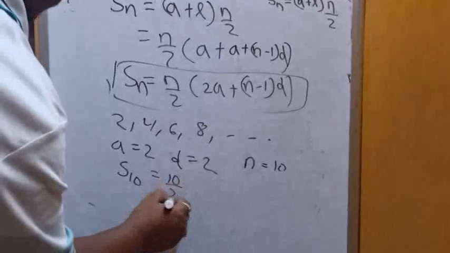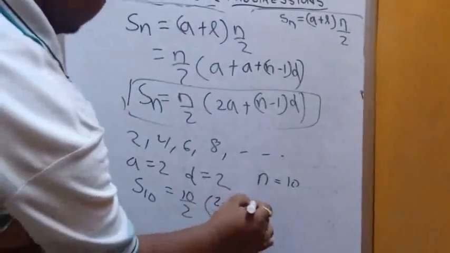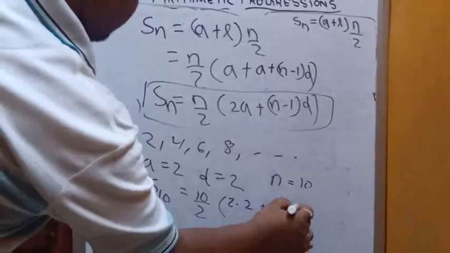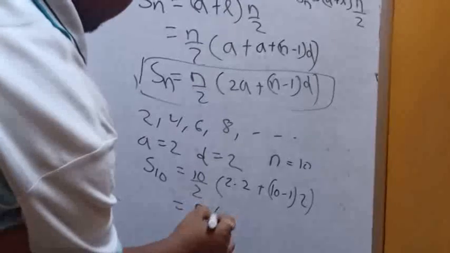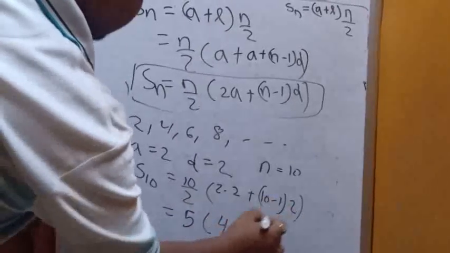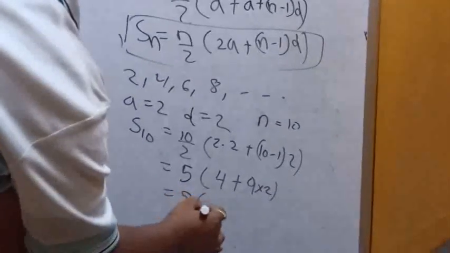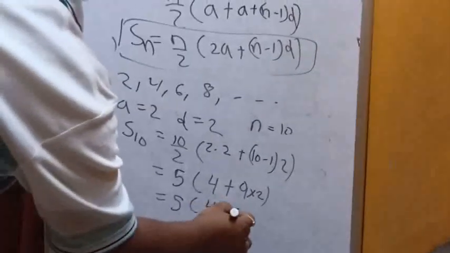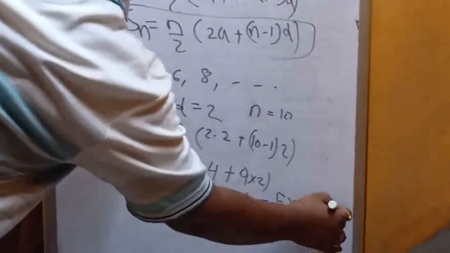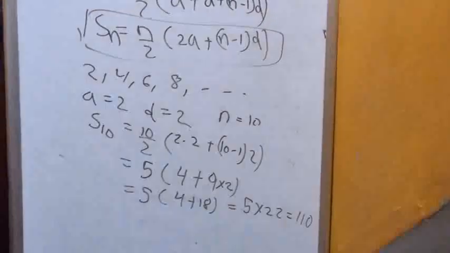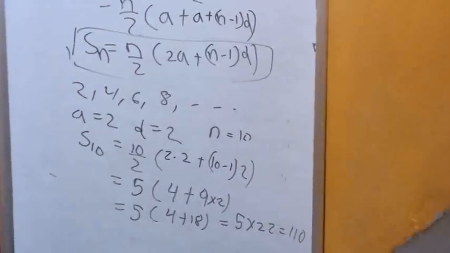So 10 by 2 bracket 2 into A, 2 into 2, plus n minus 1 means 10 minus 1, into D equals how much? 2. So 10 by 2 equals how much? 5. 2 into 2 is 4, plus 9 into 2. 9 into 2 is how much? 18. So 5 bracket 4 plus 18. 18 plus 4 equals how much? 22. So 5 into 22 equals 110. How much? 110. So yes or no?